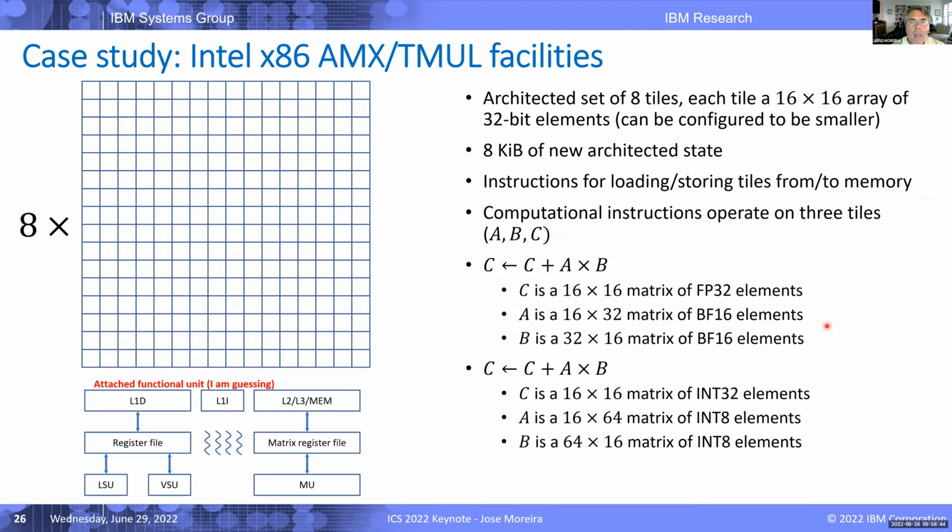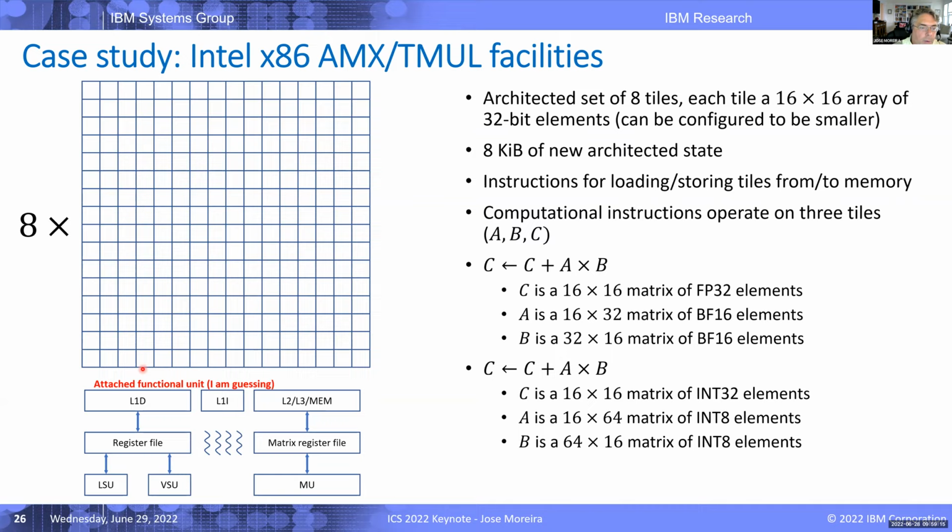Intel will be coming up in Sapphire Rapids with their first implementation of the AMX architecture and the TMUL unit. They keep it in their documents separate. AMX is the architecture, the instructions. TMUL is their first implementation, which means they're thinking of maybe doing different units in the future that will still support the same architecture. From what I can tell, and this is me looking at their documents, if somebody from Intel wants to correct me, I'll be happy to hear.